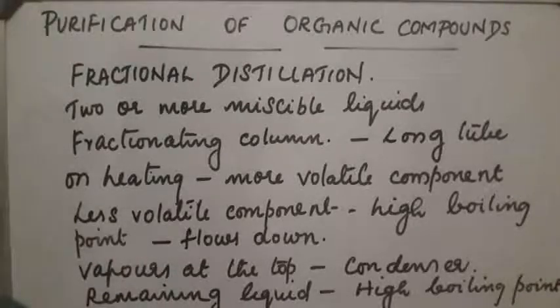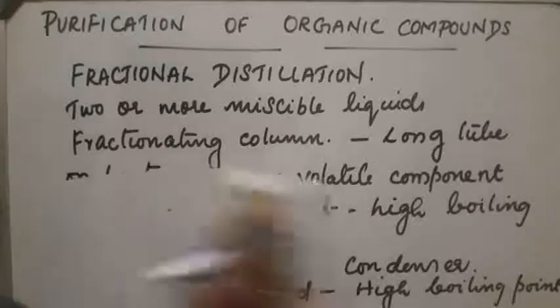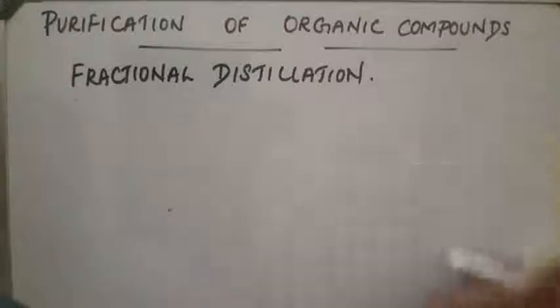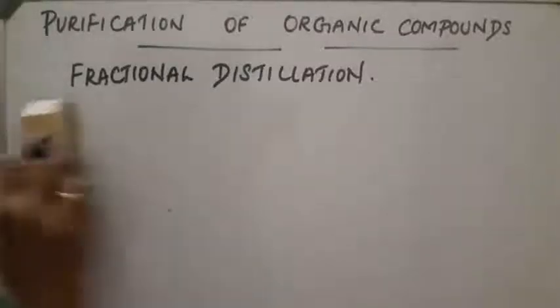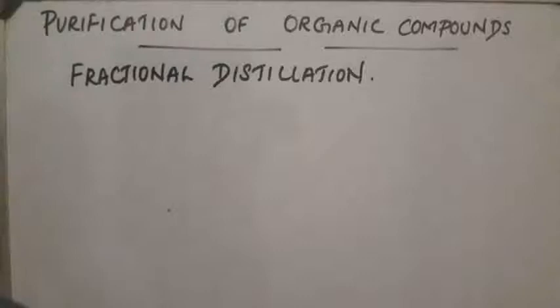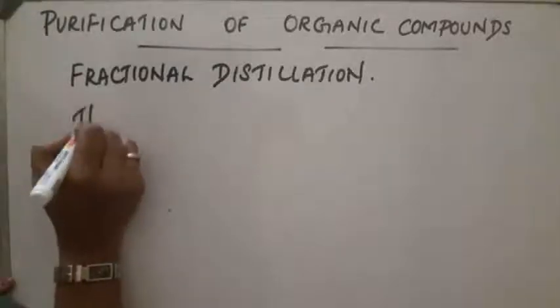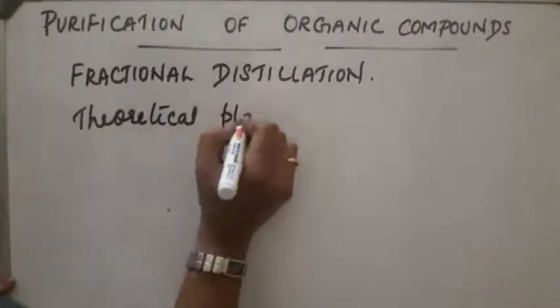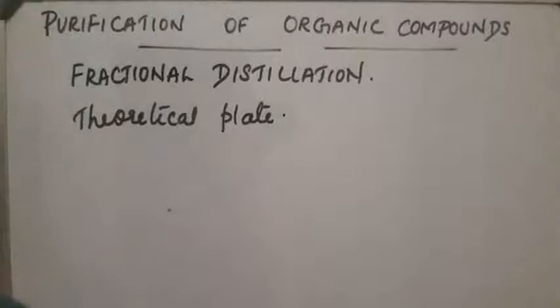A series of successive vaporization and condensation takes place in the fractionating column and different components can be separated. Also, this fractionating column contains different plates. In some cases there will be hundreds of plates. If the fractionating column is used commercially, hundreds of plates are present. These plates are called theoretical plates, where the condensation and vaporization is taking place.